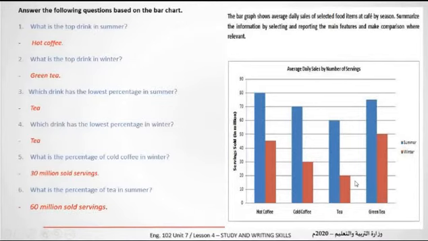So I think most of you got the answers correctly. The first one, what is the top drink in summer? The top drink in summer is hot coffee. Number 2 is green tea. Number 3 is tea. Number 4 is also tea. Now this is interesting, isn't it? So tea is losing popularity. Interesting, huh? All right. Number 5, 30 million sold servings. And number 6 is 60 million sold servings.